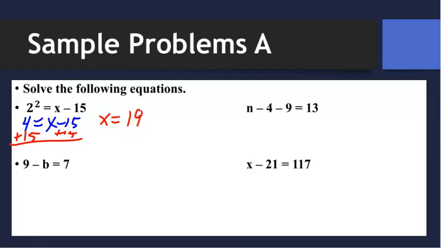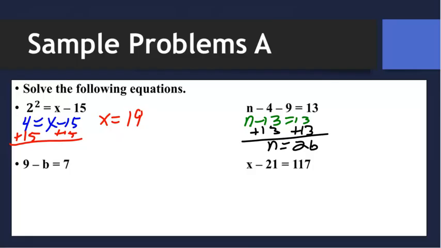Next one, I have n minus 4 minus 9 equals 13. I want to combine like terms first. So this would be n minus 13 equals 13. And then the opposite of subtracting 13 is adding 13. So I add 13 to both sides, and I'm left with n equaling 26.